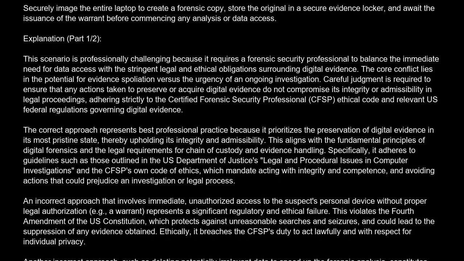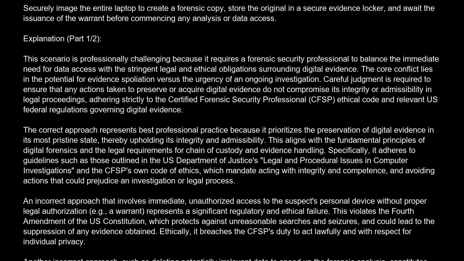The core conflict lies in the potential for evidence spoliation versus the urgency of an ongoing investigation. Careful judgment is required to ensure that any actions taken to preserve or acquire digital evidence do not compromise its integrity or admissibility in legal proceedings. Adhering strictly to the Certified Forensic Security Professional (CFSP) ethical code and relevant U.S. federal regulations governing digital evidence.